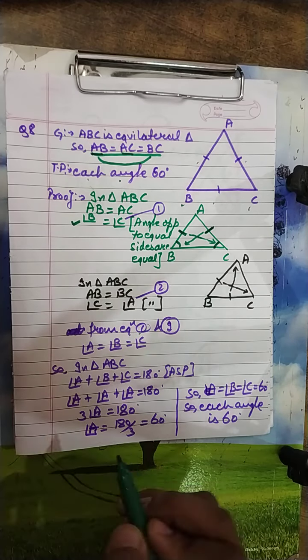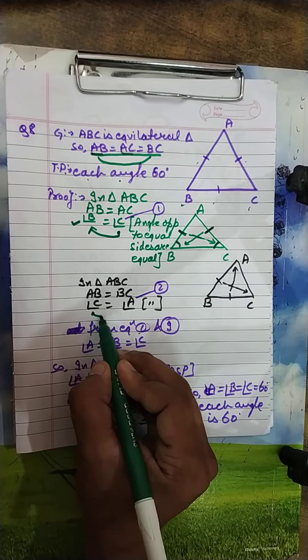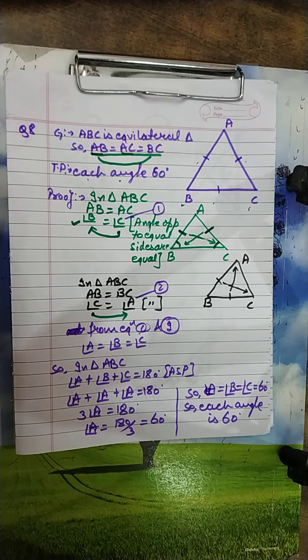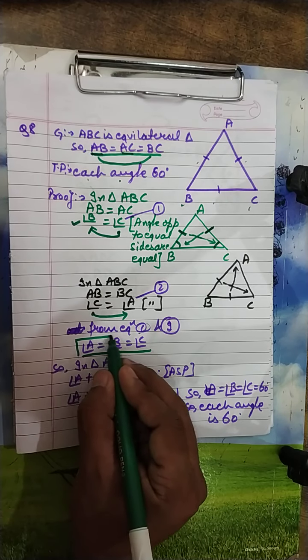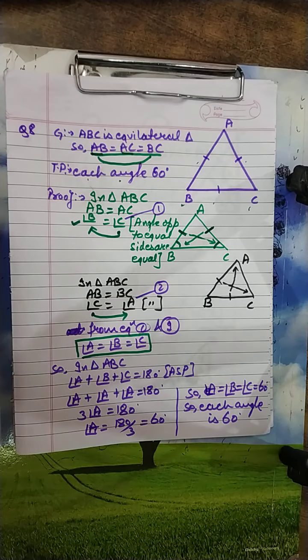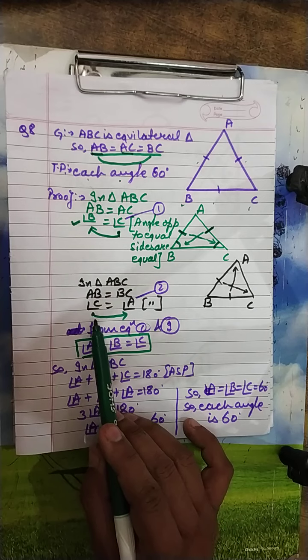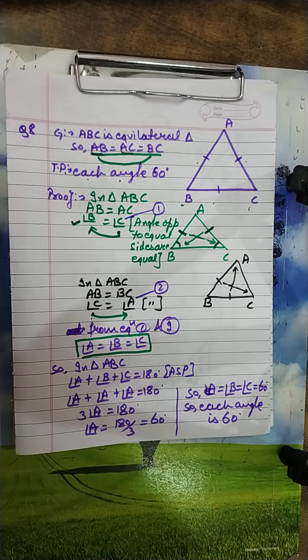Now from equation 1 and 2, compare. Angle C is equal to angle B. Angle C is also equal to angle A. It means all the angles are equal to each other, because angle C equals B and angle C equals A. It means all the angles are equal to each other.